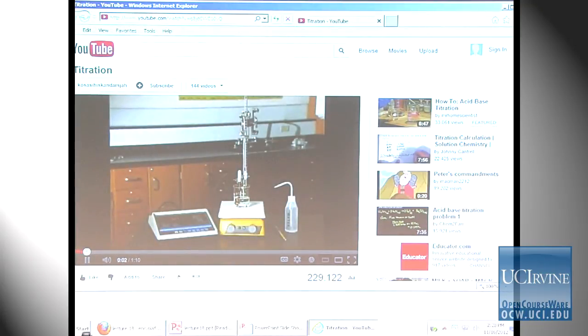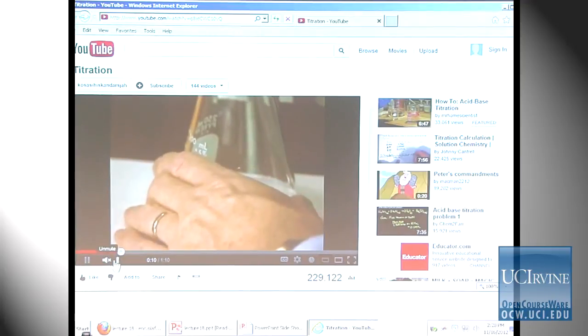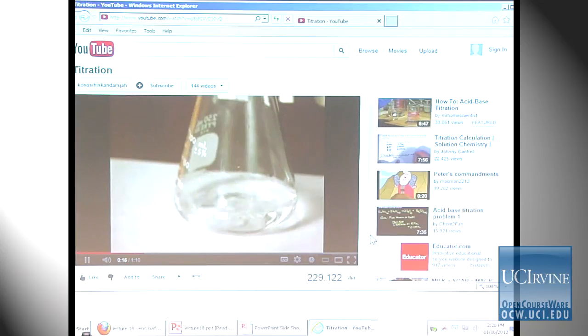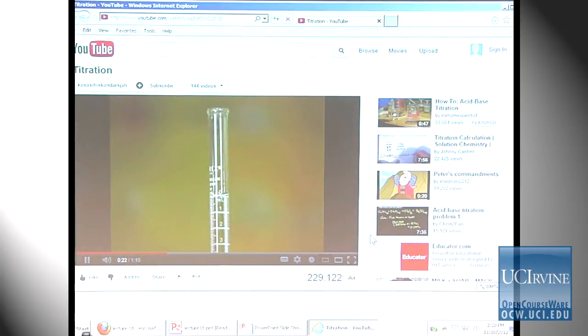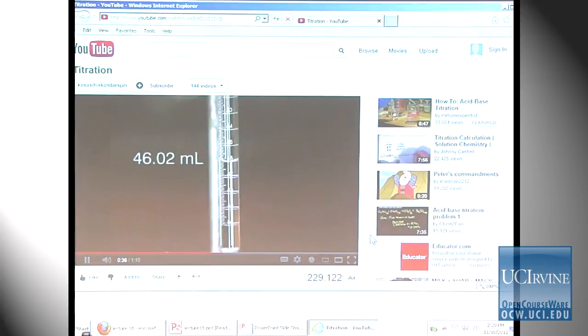Oh, there it is. A titration is a controlled acid-base neutralization reaction. 20 milliliters of hydrochloric acid of an unknown molarity. Oops, sorry. Two drops of indicator dye are added to the acidic solution. This indicator dye is clear in acidic solution and pink in basic solution. The burette is filled with a sodium hydroxide solution of known strength and an initial reading is taken. The base is added to the acidic solution until the solution stays a slightly pink color. At this endpoint, a final reading is taken. The moles of base added equal the moles of acid present.